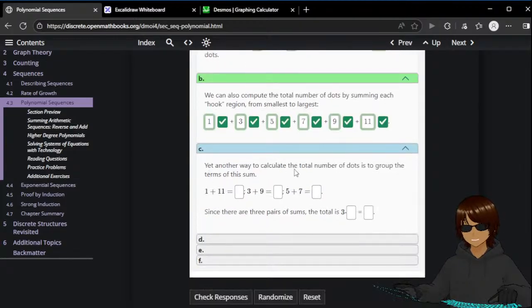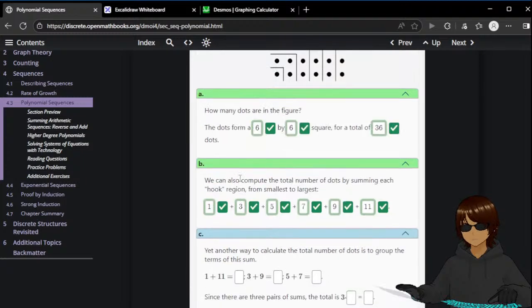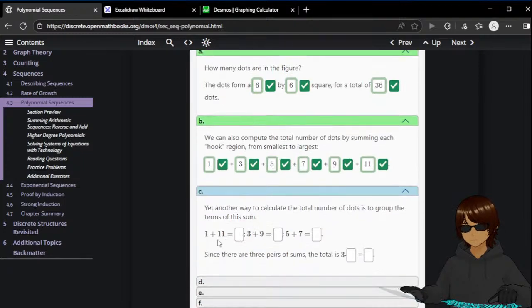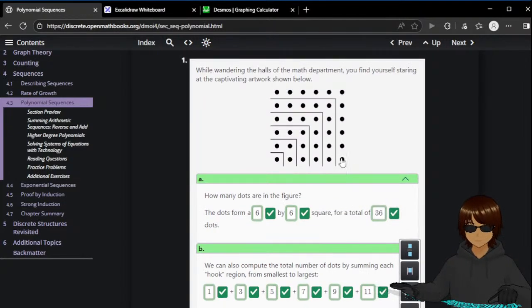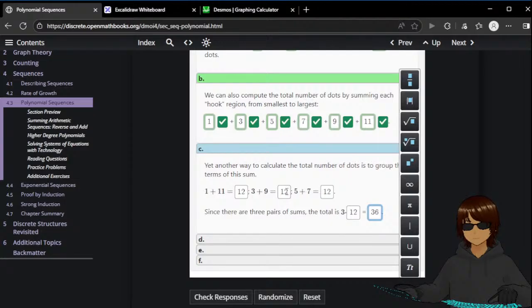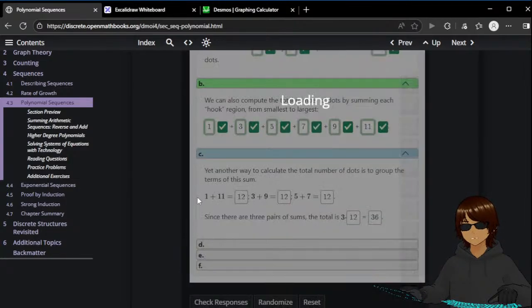Yet another way to calculate the total number of dots is to group the terms of the sum. 1 plus 11, 12, 12, 12. Since there are three pairs of sum, the total is 36. Why are we doing first and last?